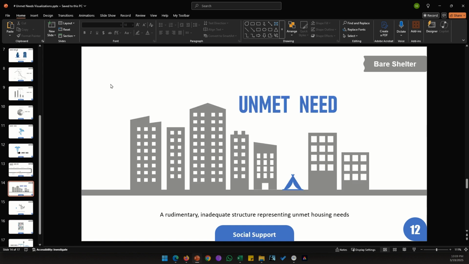The 12th one I have for you is called bare shelter. So we have a city skyline, and amongst these skyscrapers, we have a bare shelter, a tent or a temporary shelter in between that, which indicates unmet housing needs.